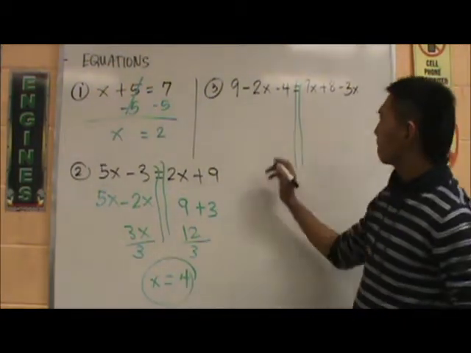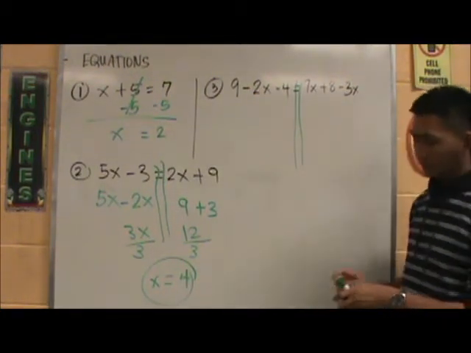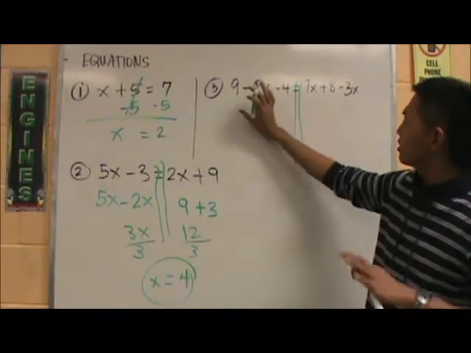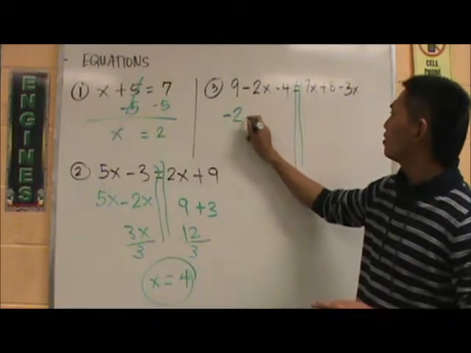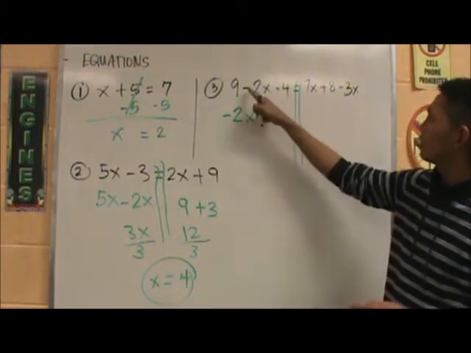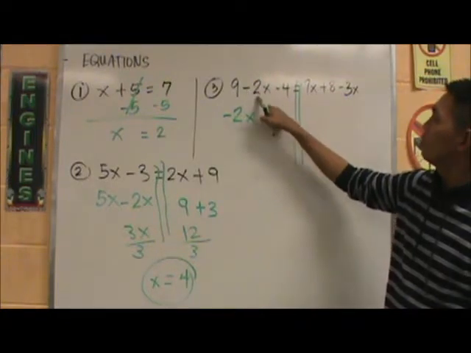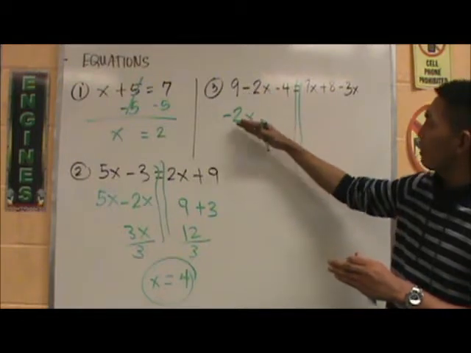So let's see. Right now I have negative 2x. Because I have negative 2x on the left side, and it's already on the left side, I'm just going to write it down. Negative 2x. So keep in mind that negative 2 is already on the left side, so you have to keep that negative.